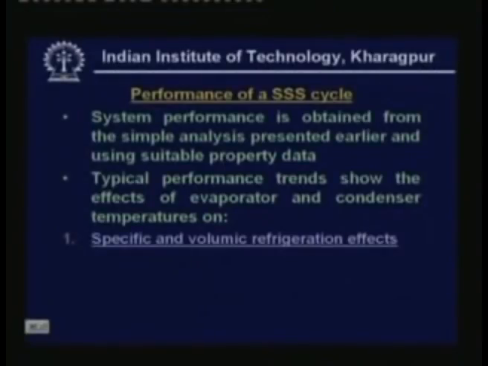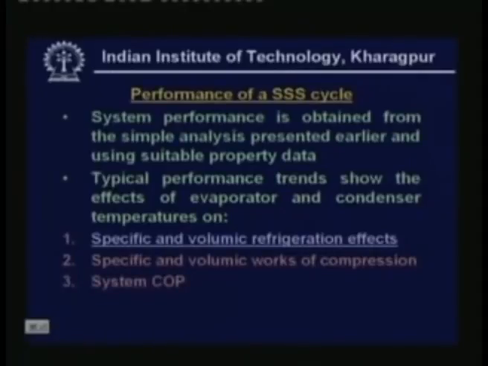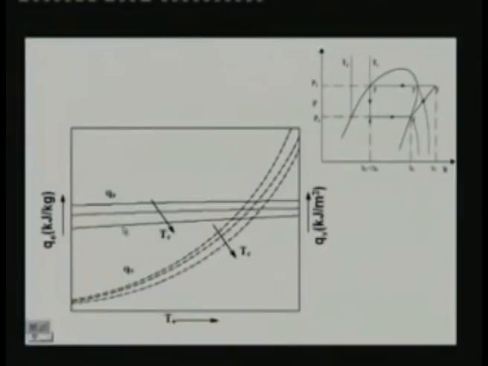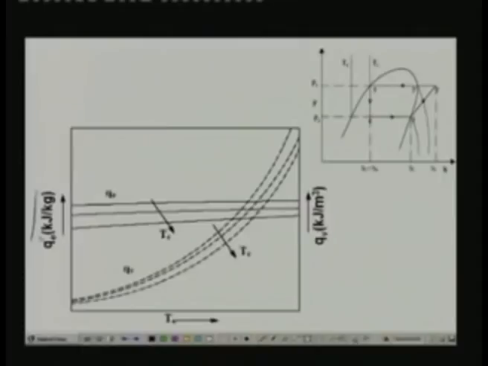The first one is the effect of these temperatures on specific and volumic refrigeration effects, and then specific and volumic works of compression, then system COP. So first let me show the effect of the temperature on refrigeration effect. So this Q_E is the specific refrigeration effect. As you can see, it has units of kilojoule per kg, and Q_V is the volumic refrigeration effect. That means refrigeration effect per meter cube of refrigerant flow.